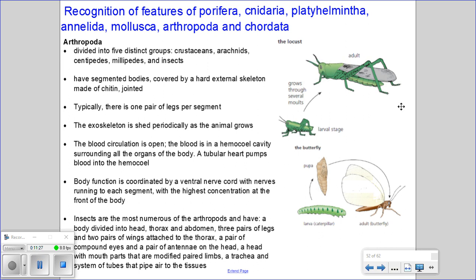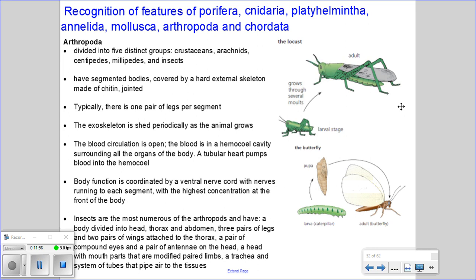Main features of the arthropoda include that they are divided into 5 distinct groups. There's crustaceans, arachnids, centipedes, millipedes, and insects. Arthropoda have segmented bodies covered by a hard external skeleton made of chitin, and their limbs are jointed. Typically, there is one pair of legs per segment.